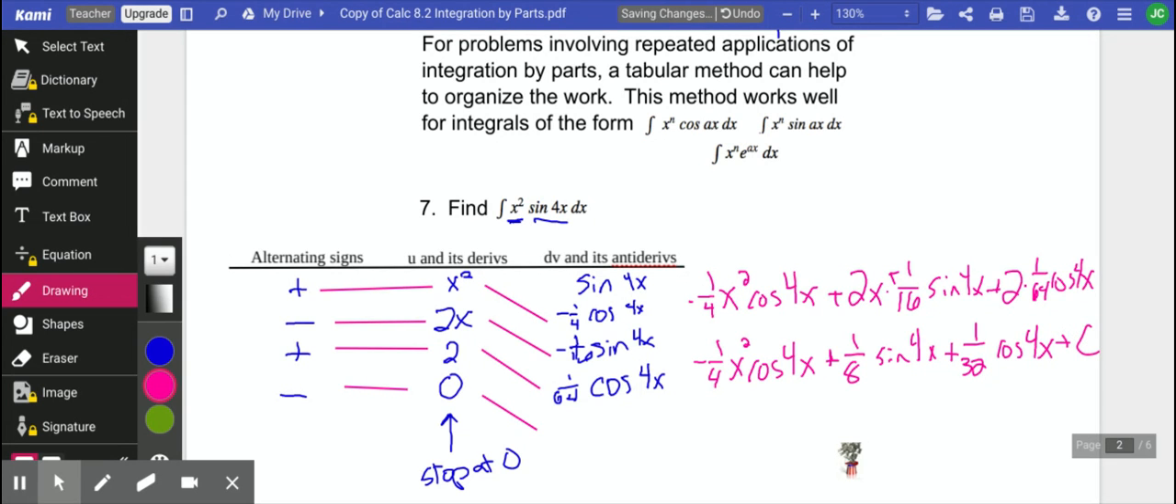So the table method is really nice if you have to do the integration by parts more than once. Even if you only have to do integration by parts once, you can still use the table method if it works for you. It's just a nice way to organize these things. So that is integration by parts.